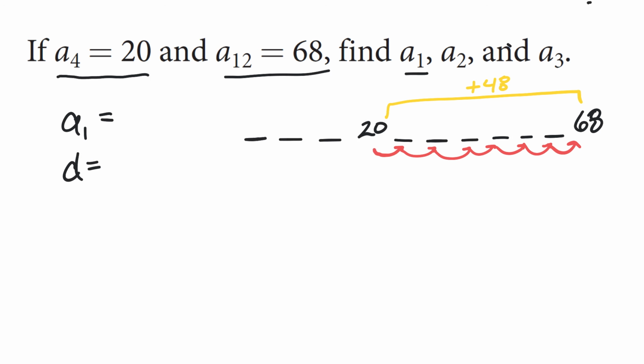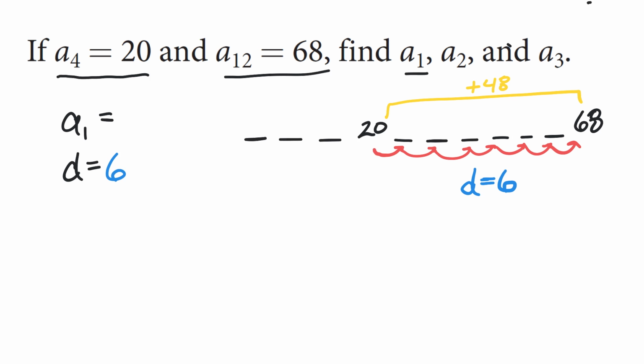So think about how this works. If we've increased by 48 and we've done it in 8 steps, what would each step be? And each step, by the way, is our common difference. So if we divide our 48 by our 8 steps, we're going to get 6 as a common difference. So we have a common difference of 6. It's not the question that we were asked, but it's the first step in getting there.